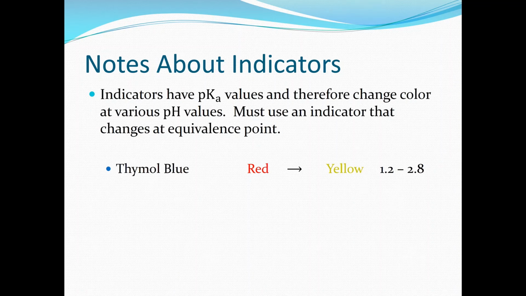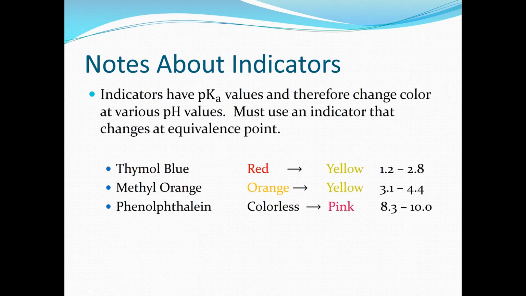So if we use thymol blue, it goes from red to yellow and it happens between about a pH of 1.2 and 2.8. So at fairly low pHs in the acidic part of the scale. Methyl orange goes from orange to yellow, and it's a little bit higher, but still it's on the acidic part of the scale. Phenolphthalein, which we use in lab, goes from colorless to pink. It's a beautiful endpoint because it goes from being completely colorless to being really bright pink, and so you can see that endpoint really clearly, but it actually happens on a fairly basic part of the scale, so 8.3 to 10.